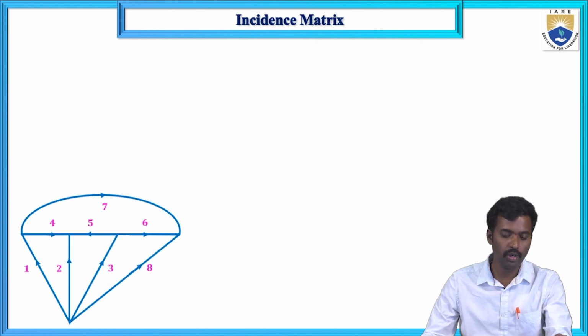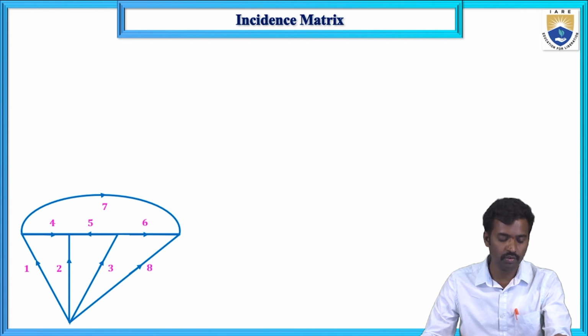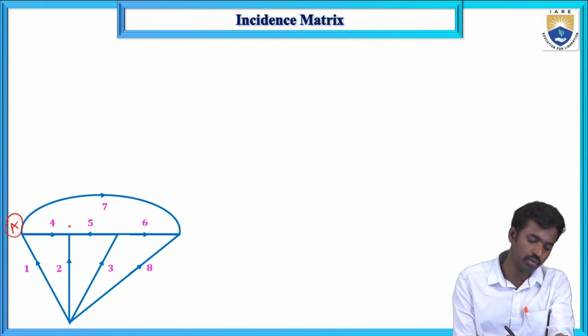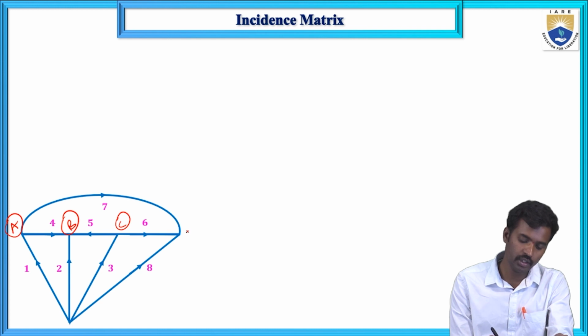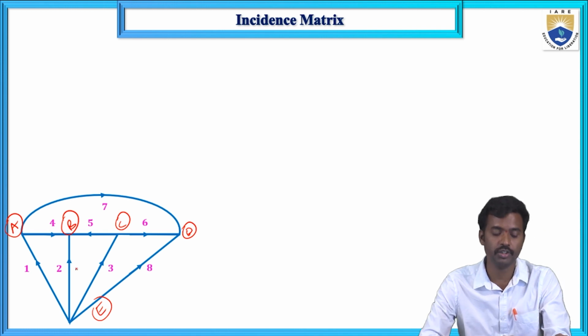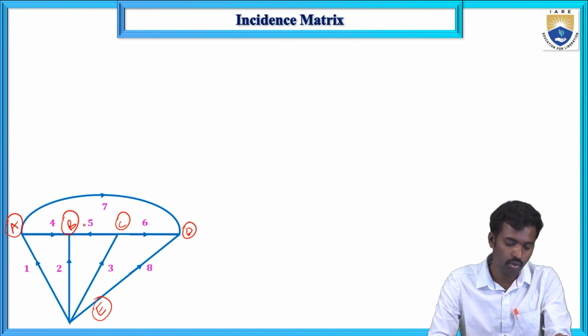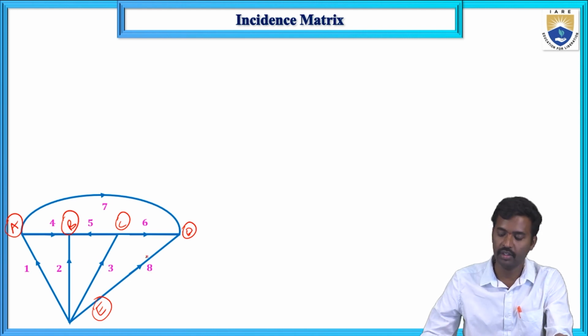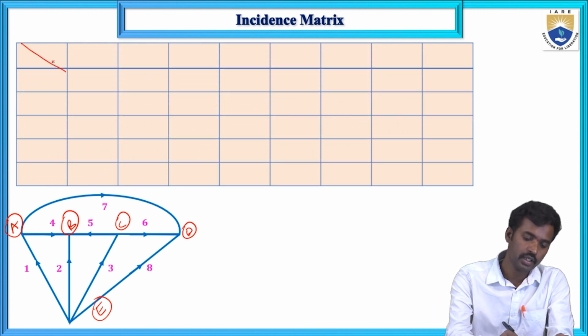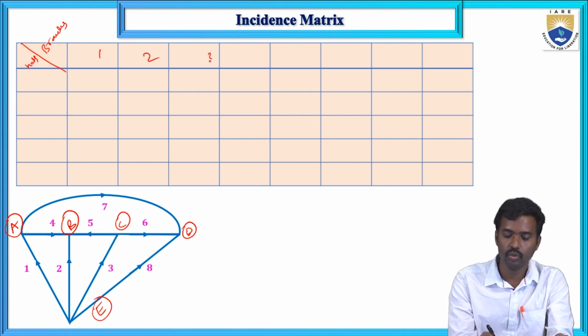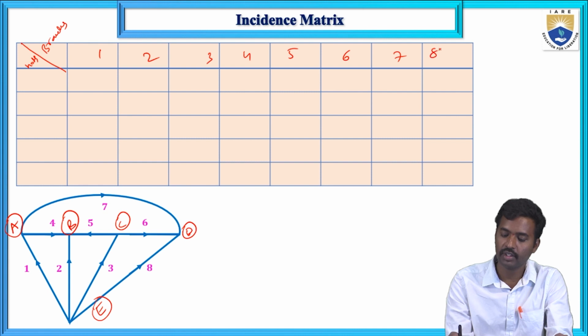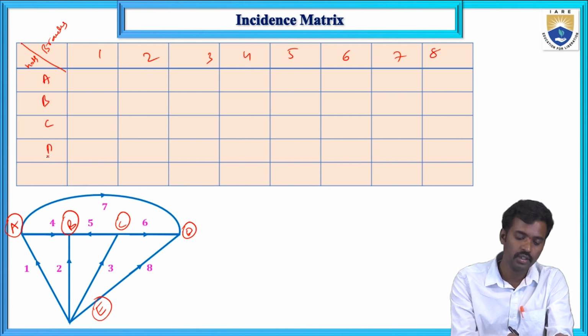Next one, last problem. Determine the incident matrix for the given network graph. Same thing here, a total of 5 nodes, A, B, C, D and E, and branches 1, 2, 3, 4, 5, 6, 7 and 8. These are the branches, and these are the nodes A, B, C, D, E.